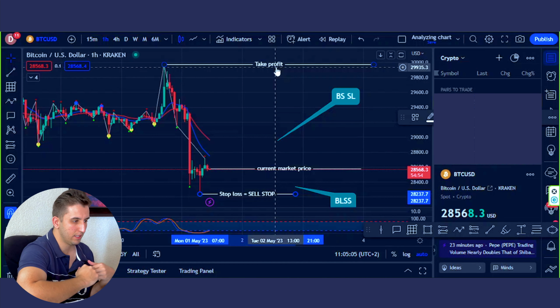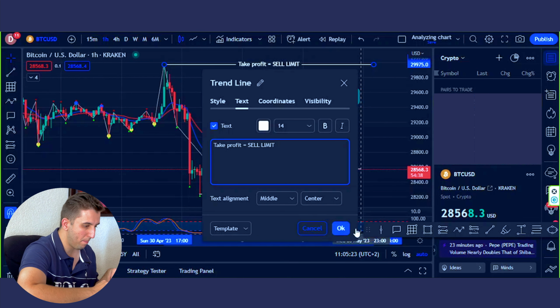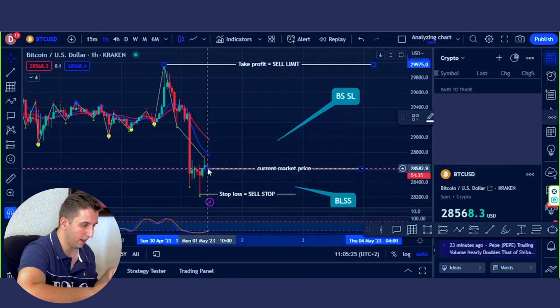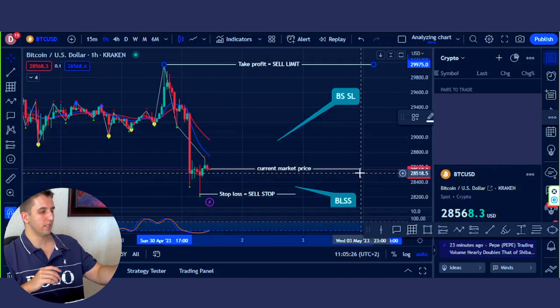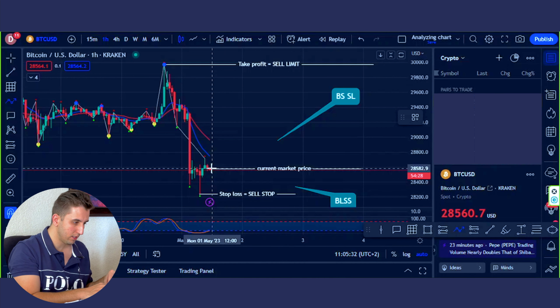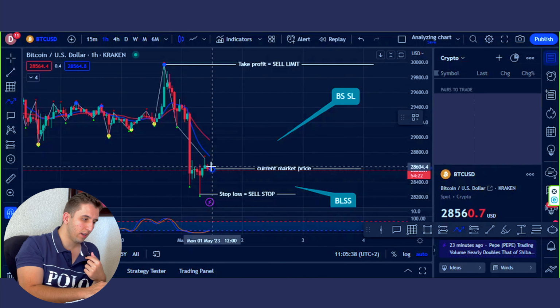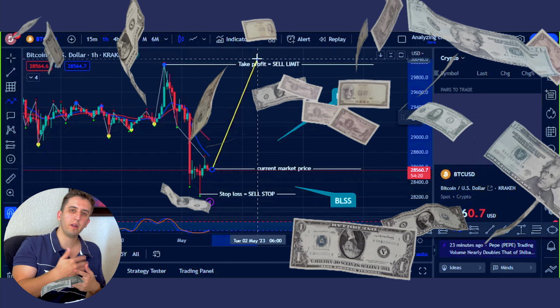The take profit is another sell order, but this time it would be a sell limit order. So I'd be placing both of these trades. I got in here, and then straight away I'd be placing this sell stop order and the sell limit order. And what happens is either price is going to go down here and we're going to get out and lose a little bit of money, or it's going to go here and we're going to make money.